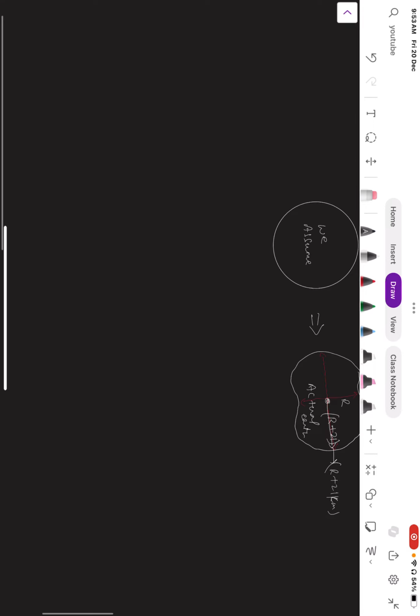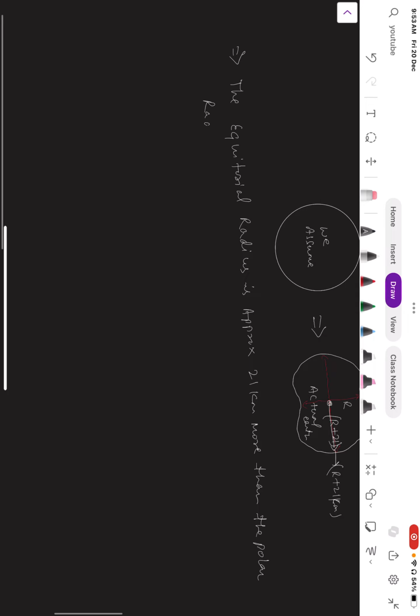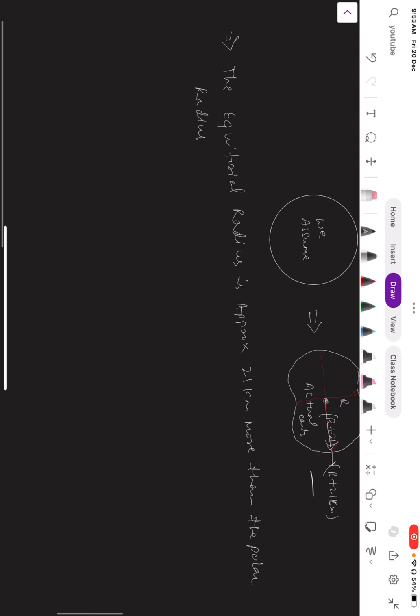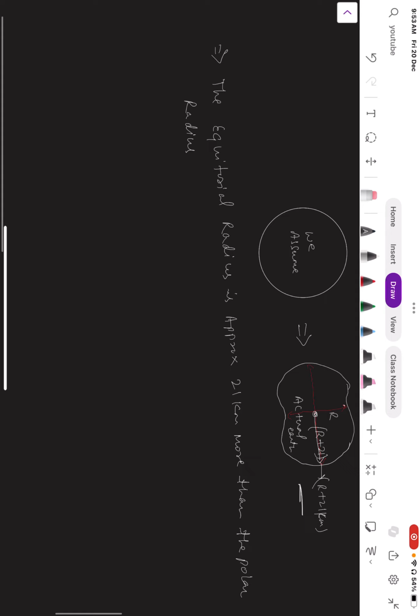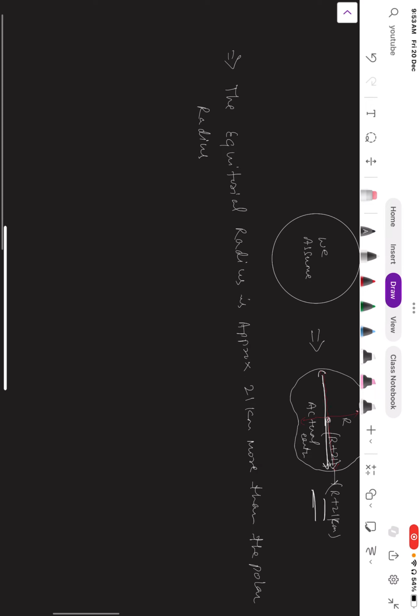Now the second point: the equatorial radius is approximately 21 kilometer more than the polar radius. I already explained it here. The equatorial radius is 21 kilometer more because this diameter is more. In a circular shape the diameter and radius are the same everywhere, but in this case this is the maximum.